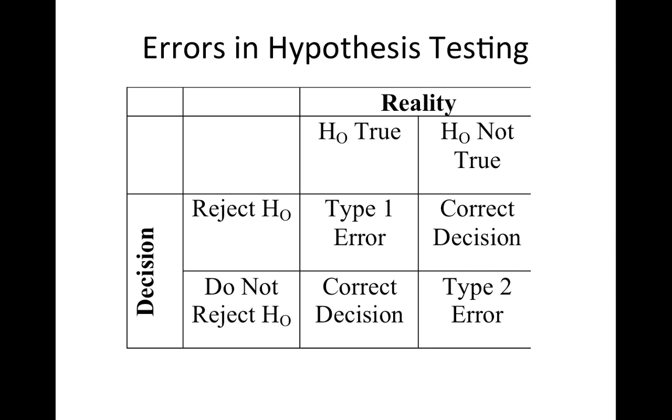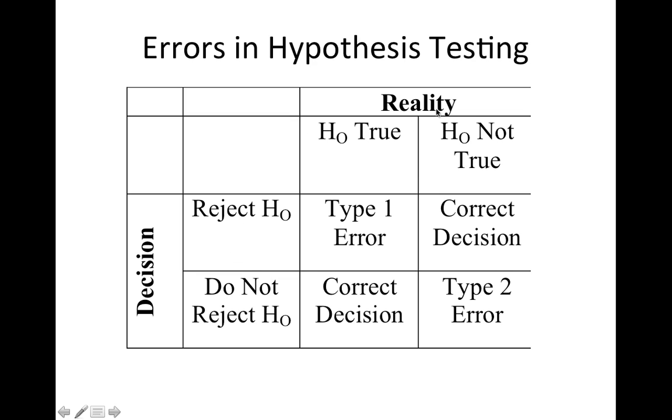There are two types of errors in hypothesis testing. We call them type 1 and type 2 errors, but let's start over here in this area of the matrix. When we're completing a hypothesis test, we have one of two decisions. We either reject the null and accept the alternative, or we do not reject the null. We fail to reject the null, and we fail to accept the alternative. So these are the decisions that we make.